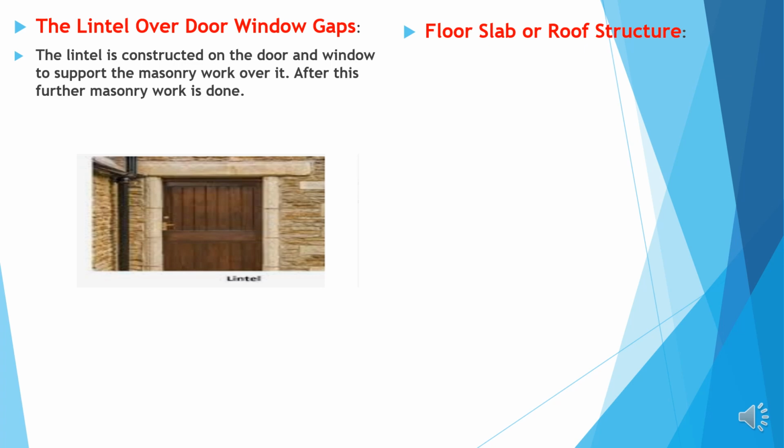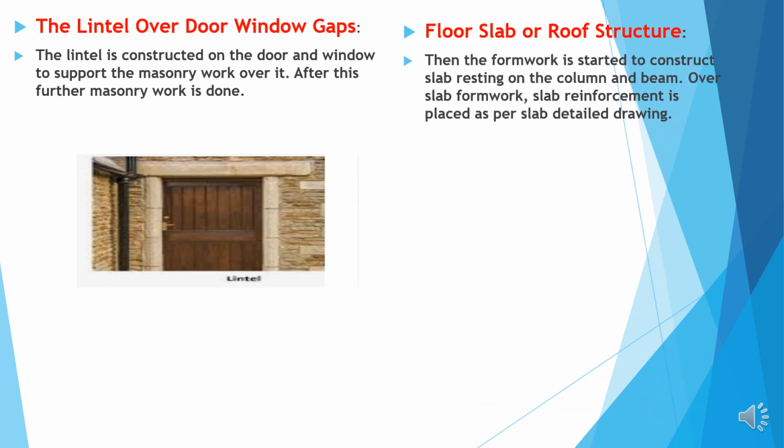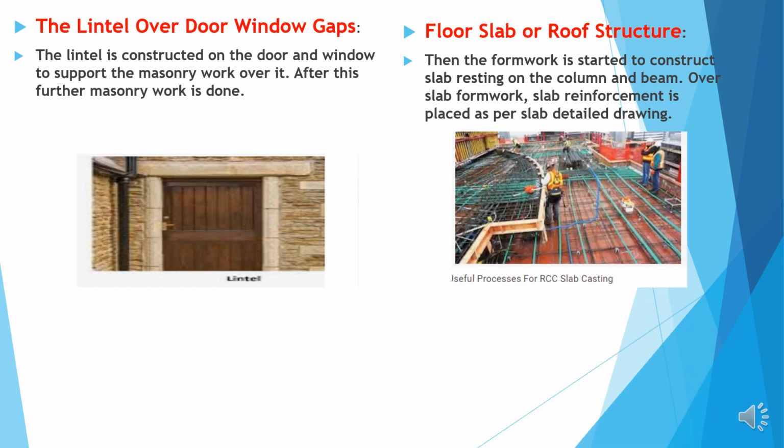Floor slab or roof structure. Then the formwork is started to construct a slab resting on the column and beam. Over the slab formwork, slab reinforcement is placed as per the slab detail drawing. This is an image of how reinforcement has been tied up for a slab.